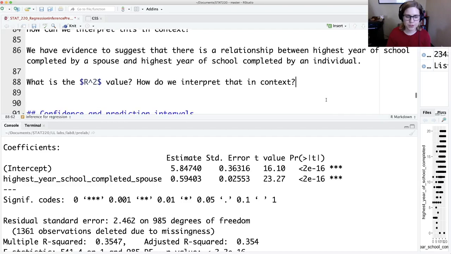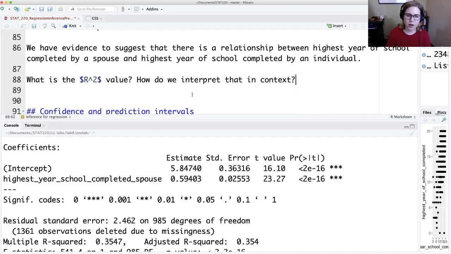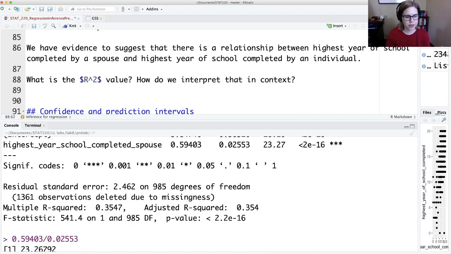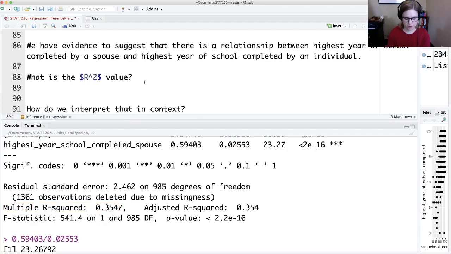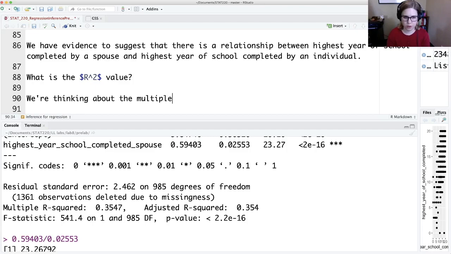Another thing that you might want to know about is the r² value. And you can see this just by looking down in the output. It says multiple r². So in this class, we're thinking about the multiple r² value. I'm going to put dollar signs around it so that it gets typeset nicely as math when I knit this. And I'll put quotes. So it's the multiple r². If you took a regression analysis class, you might talk about the adjusted r², but for right now, we're just going to think about this multiple r².